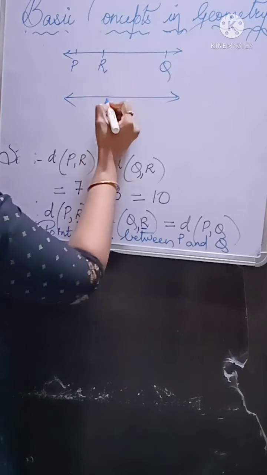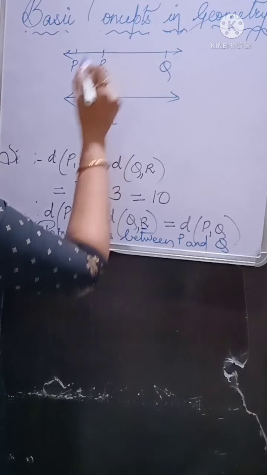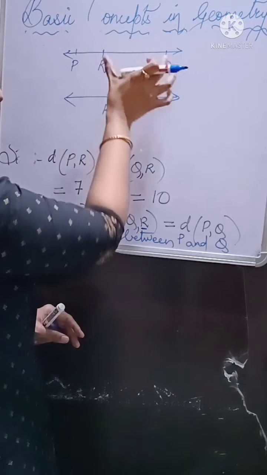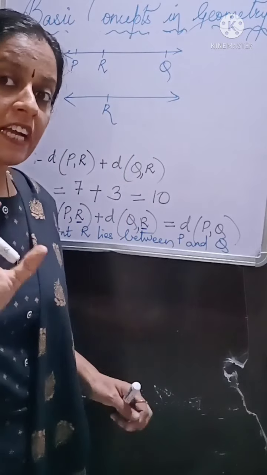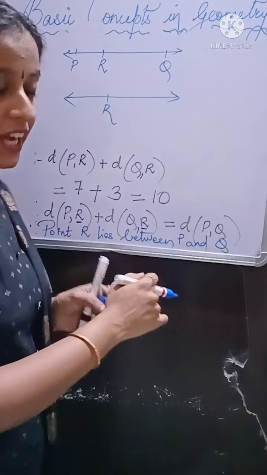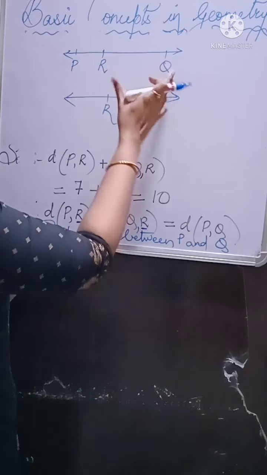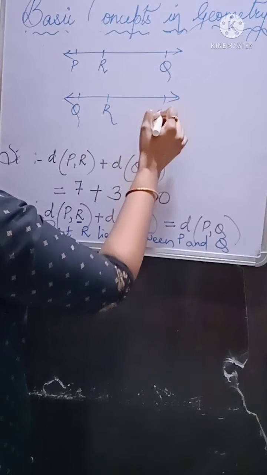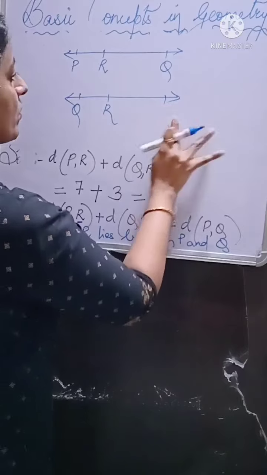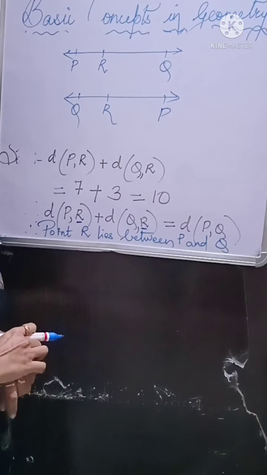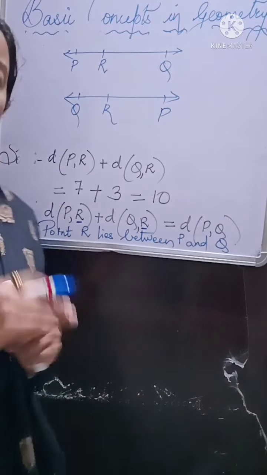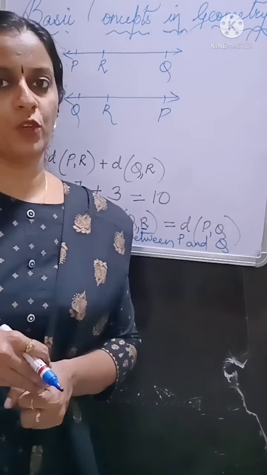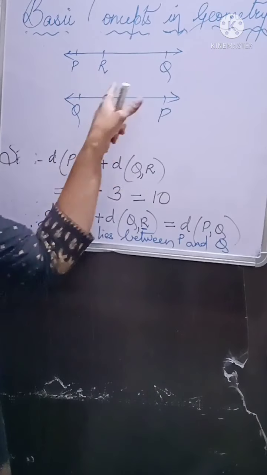Other way, what I told, R will be in between, not center. Center means same distance from both the points. R is not dividing it into 2 equal parts. This is the line, okay? Now we will interchange the points. So here I'll write Q and here I'll write P. Done. So first answer we got. Which point is lying between? Point R lies between P and Q. And we showed it with the help of these two figures also.